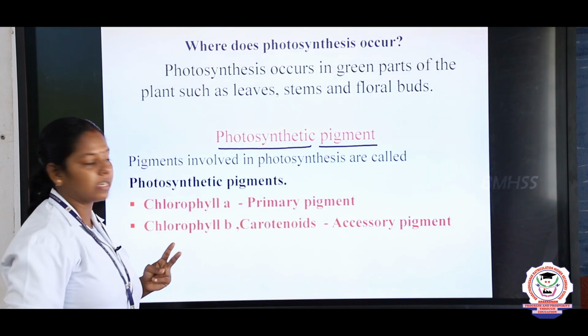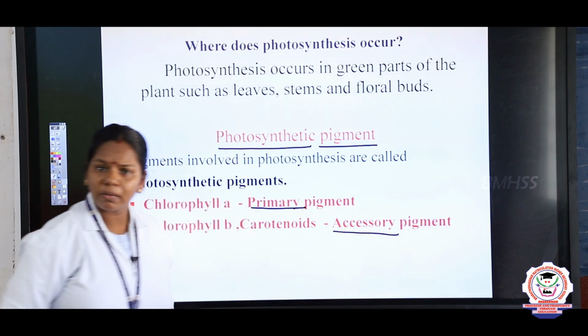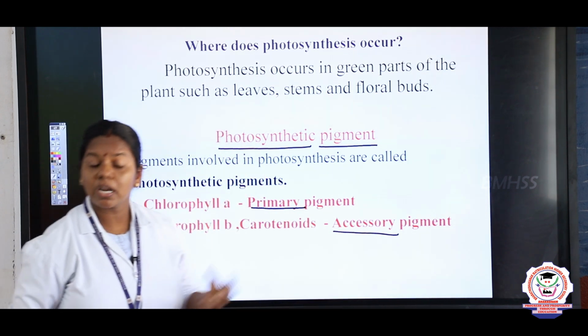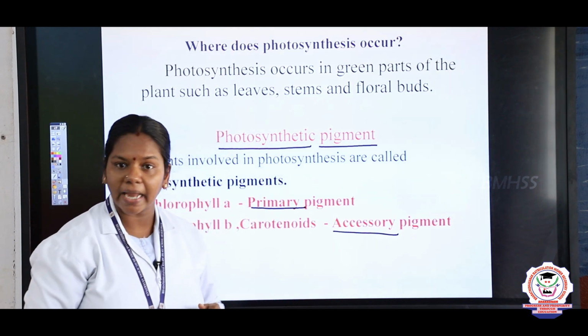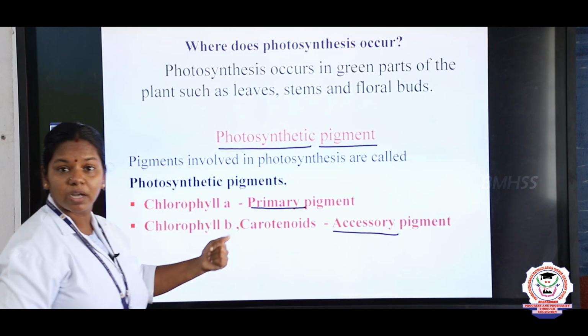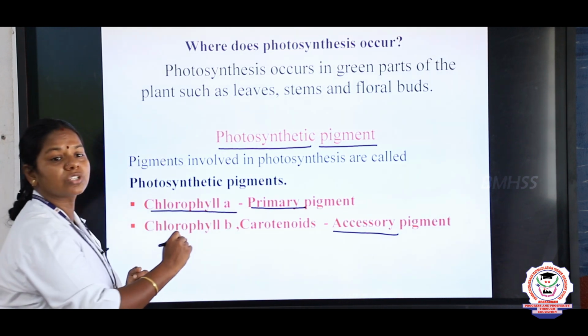And there are two pigments. One is the primary pigment and another one is the accessory pigment. What is the primary pigment? The primary pigment absorbs the sunlight, right? Absorbs the energy from the light. So it is said to be a primary pigment. And what is a primary pigment? Chlorophyll. Yeah, it's an important one. One more question, children.